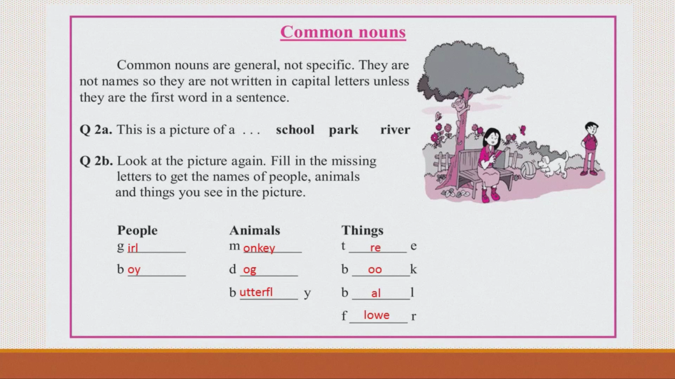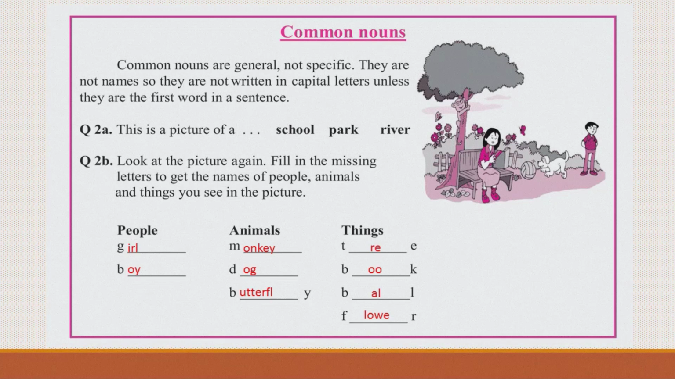This is a picture now of a school, park, or a river. Now you can see the picture. What do you think this is a picture of? Is this a picture of a school, a park, or a river? I think this is a picture of a park. Look at the picture again, fill in the missing letters to get the names of people, animals, things you see in the picture. Now, what can we see in the picture? I can see a girl, a boy, a dog, a ball, butterflies, 2 butterflies, a monkey, a bench, all these things, a book. A girl is holding a book in her hand. So I can see all these things in the picture.